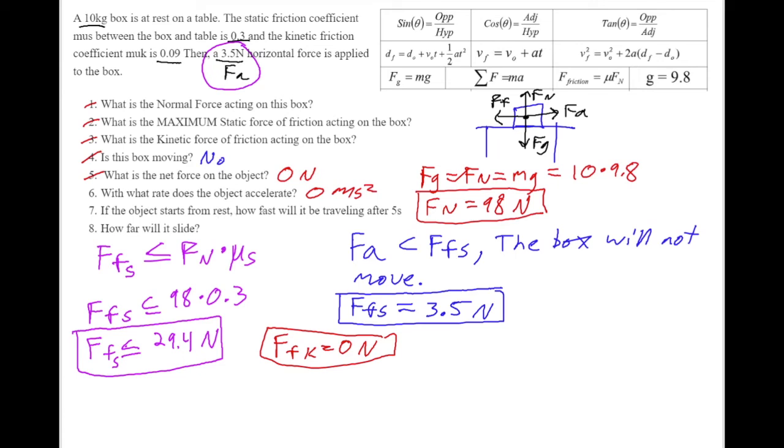If the object starts from rest, how fast will it be traveling after 5 seconds? Well, it's not moving, so it's still 0 meters per second because it doesn't matter. The box is not moving. Number 7 is 0 meters per second. Number 8, same thing. How far will it slide? It won't slide anywhere because, you guessed it, it's not moving. All right. It's not going anywhere.